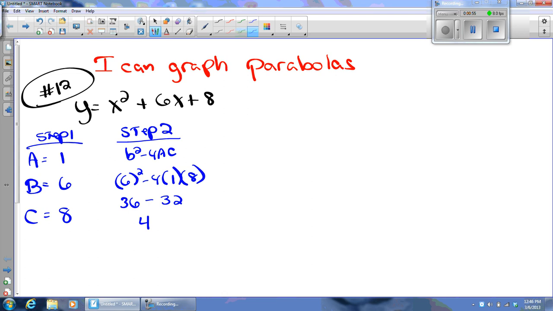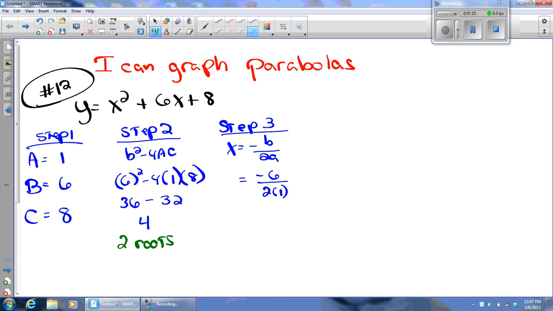Right off the bat, I know now that there are two roots or two solutions, two places where the parabola is going to cross the x-axis. All right, step 3. I'm going to look for my vertex. x equals negative b over 2a. So the negative of b is negative 6, and 2a is 2 times 1. If I simplify that, I'm going to get negative 3.